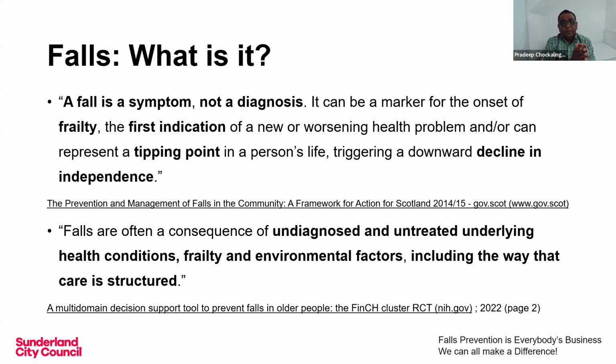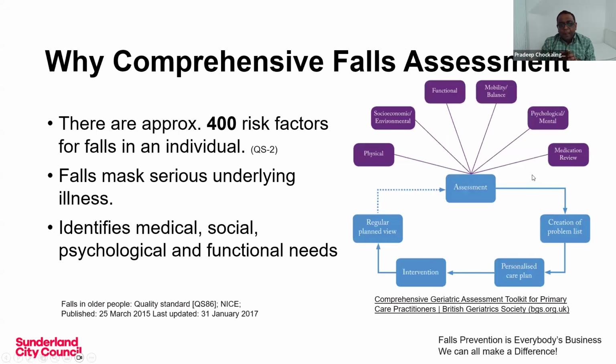So this is the first point I explain to people. If a fall happens, don't go behind the fall, go for the reason, the cause. That is the first key point I explain in the training. So why a comprehensive multi-factor risk assessment? As I said, falls is a symptom. There are a minimum of 400 reasons for a fall, so we can only identify the exact problem by providing a comprehensive assessment.